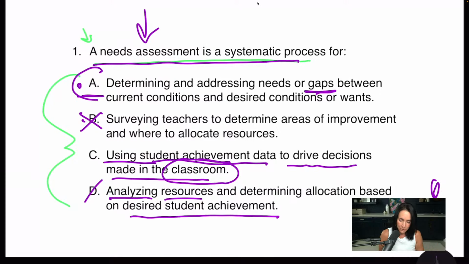Determining and addressing gaps between current conditions and desired conditions. Where are we now? Where do we want to go? Where are the gaps and where do I need to funnel resources into there?